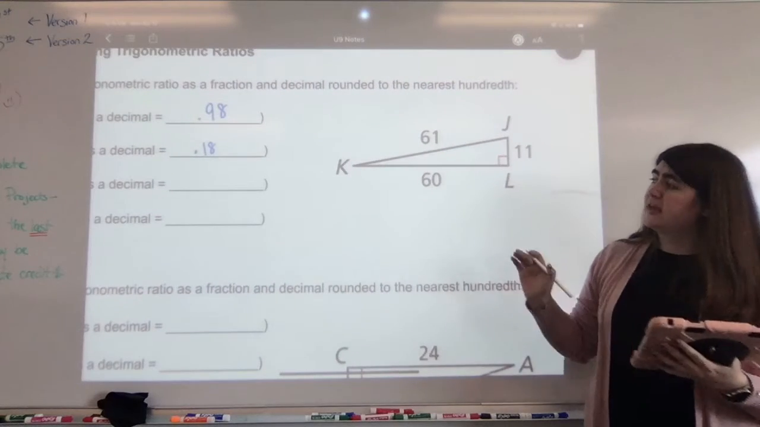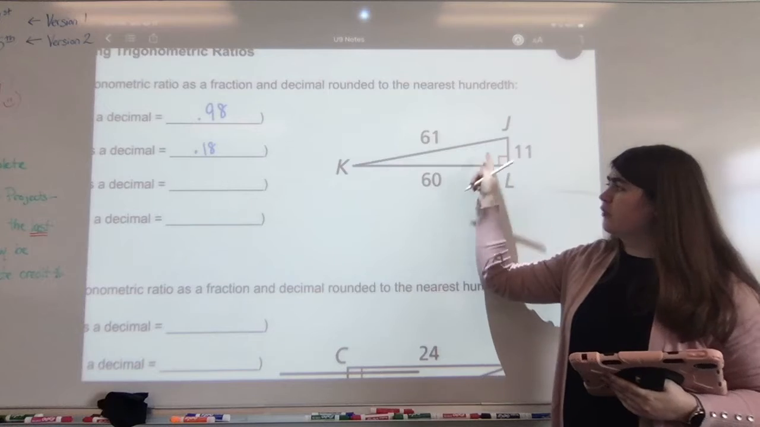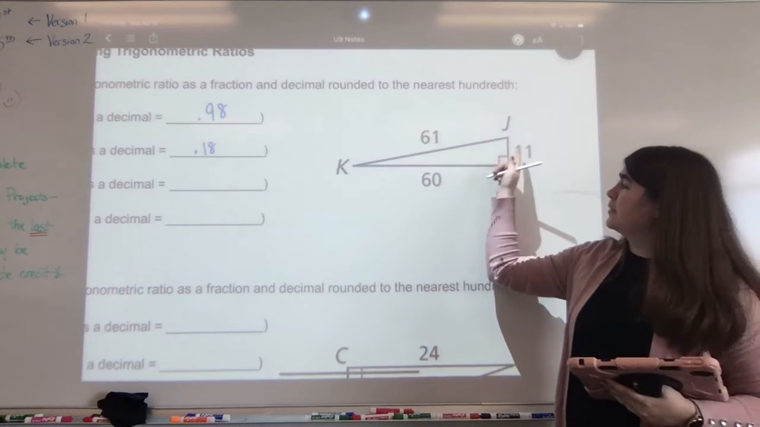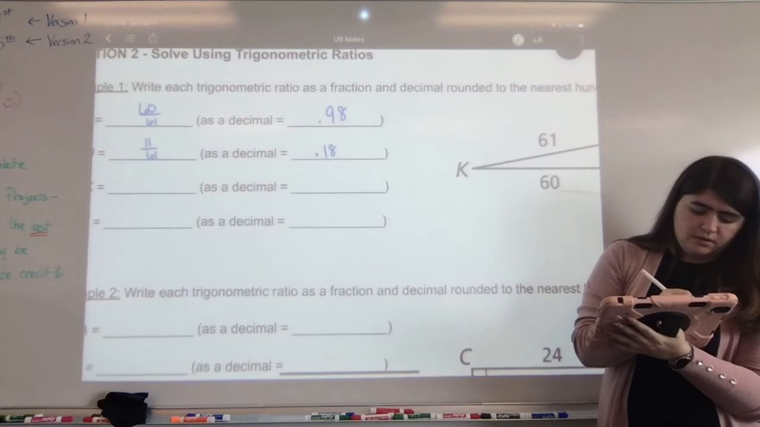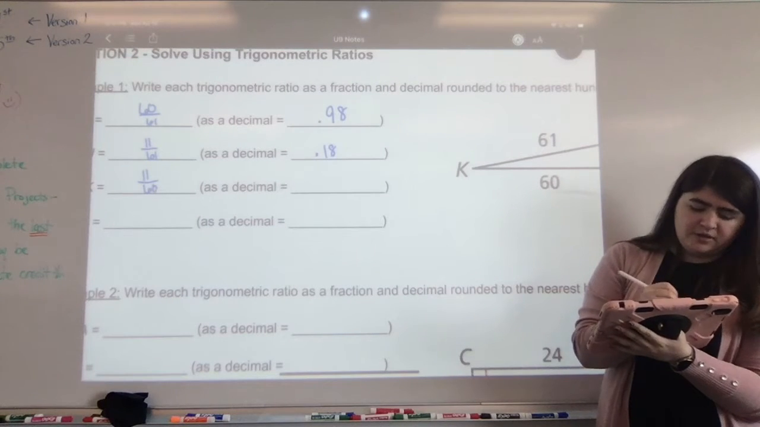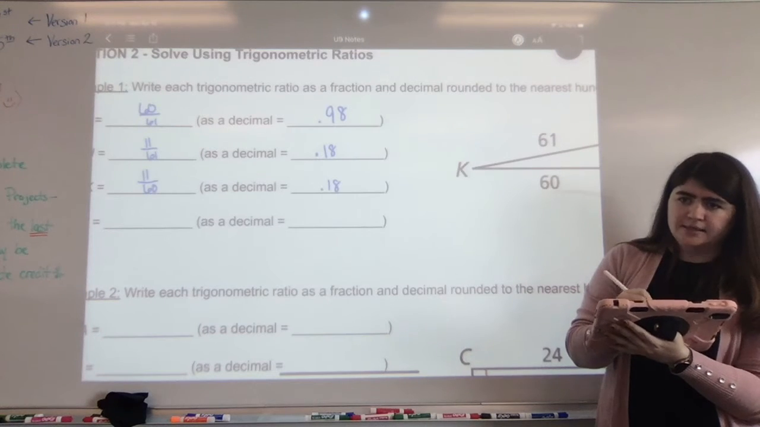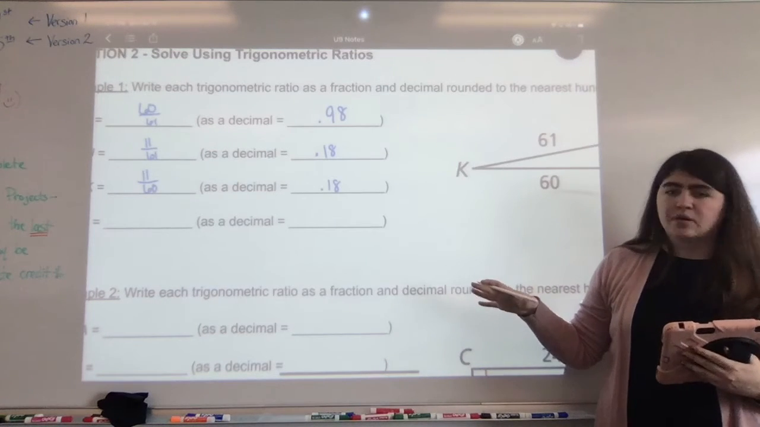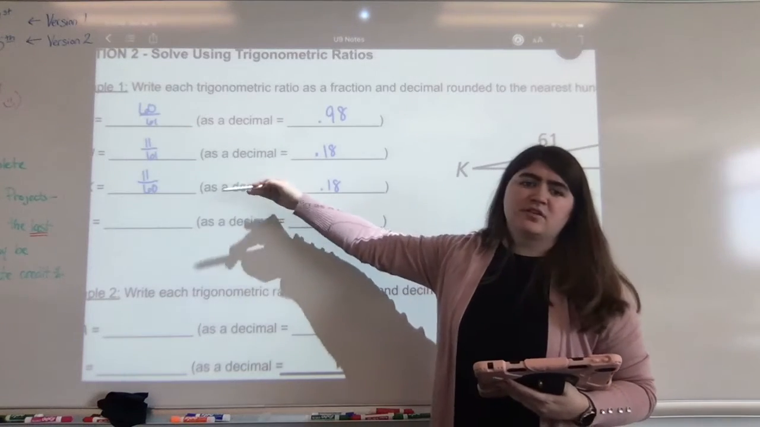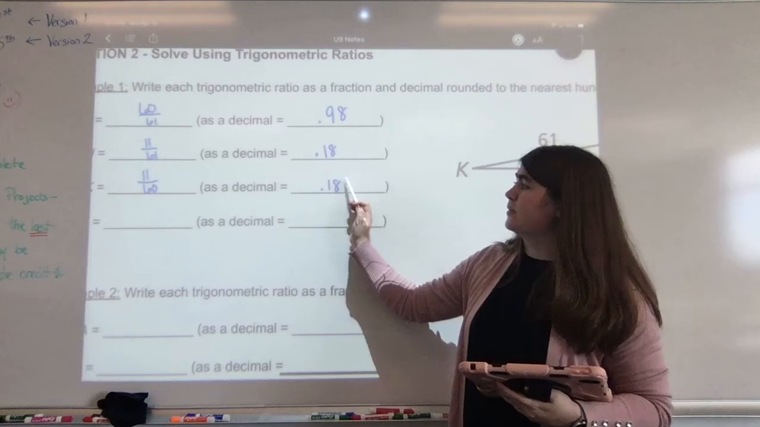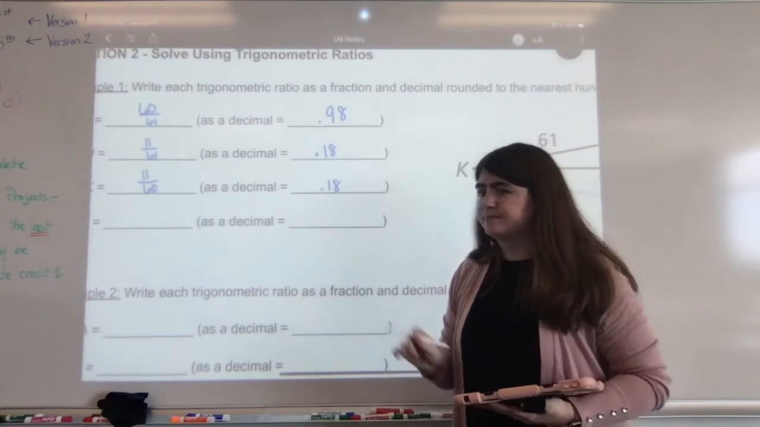Then we want to do the tangent of angle K. And tangent is opposite over adjacent, TOA. Opposite over adjacent. So I have 11 over 60. 11 over 60, if we divide that out, gives me, again, 0.18. And that is, again, rounding. So this is 11 over 61 and 11 over 60. They are really close and they happen to round to the same decimal. That's not always going to happen, but in this case it does.